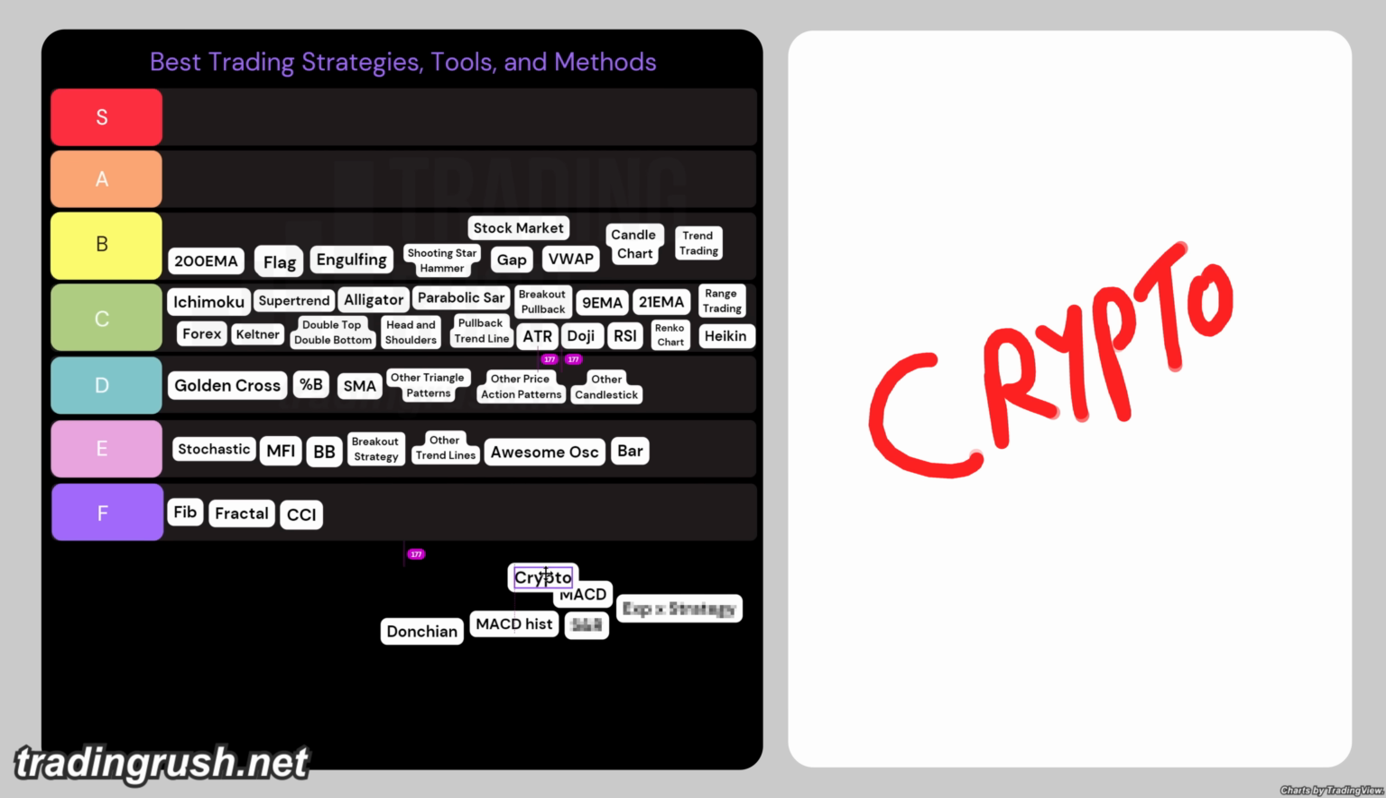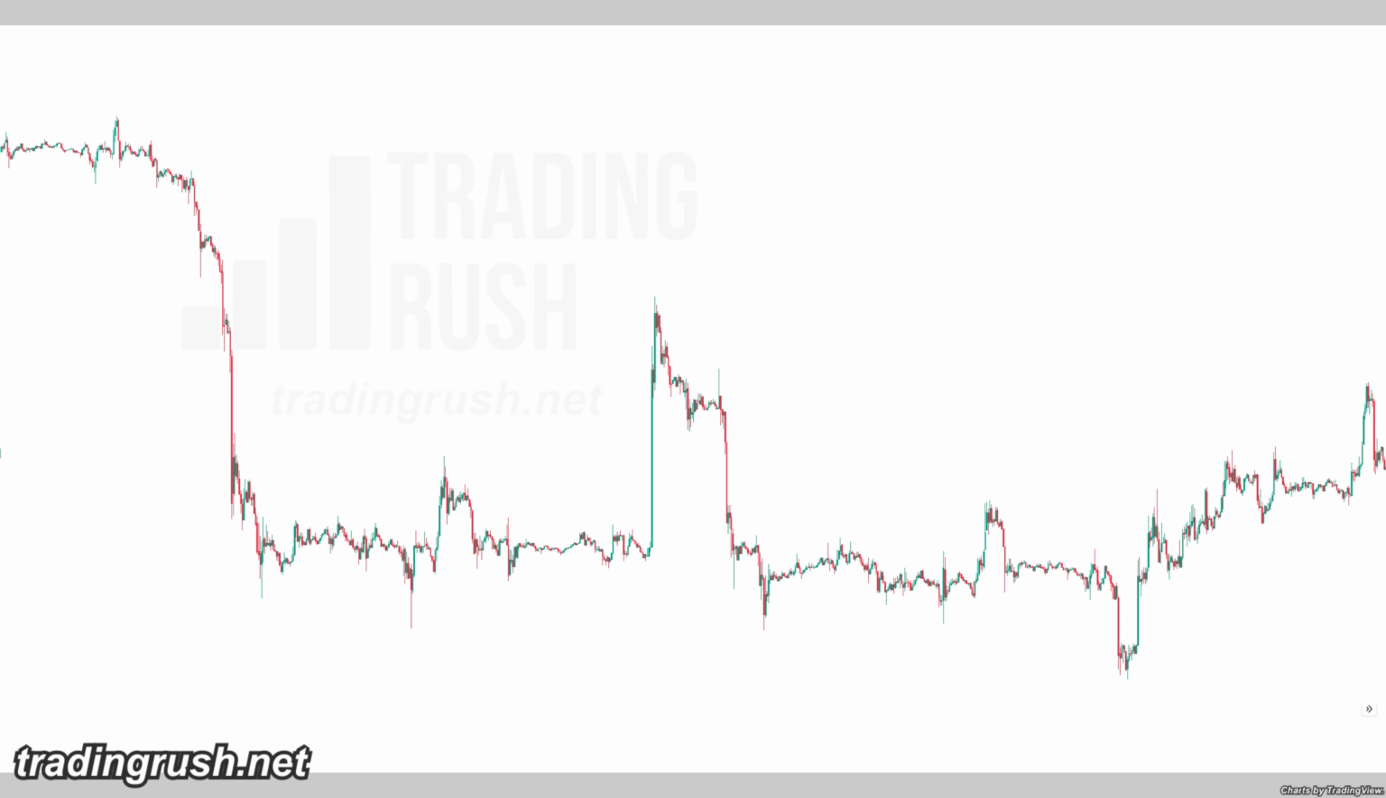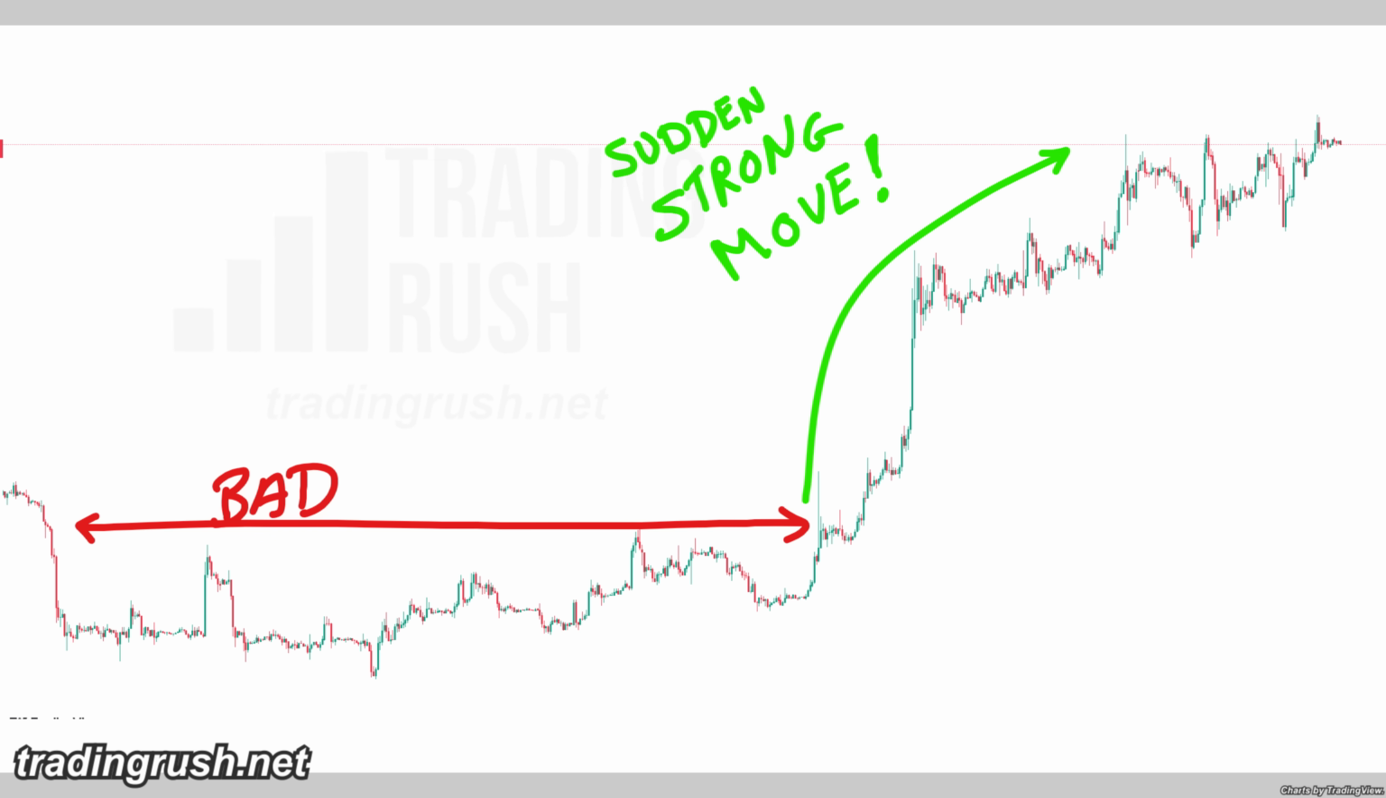On the other hand, I would put crypto in the E tier. Most of the time, its movement is trash. I can't take technical trades when the price movement looks like this. It randomly starts making random moves and then suddenly starts making good, strong moves in one direction. Basically, crypto is volatile. But that's also its advantage when it comes to long-term investing.